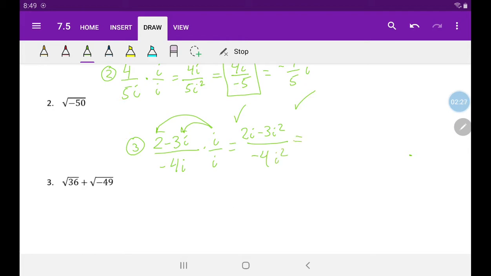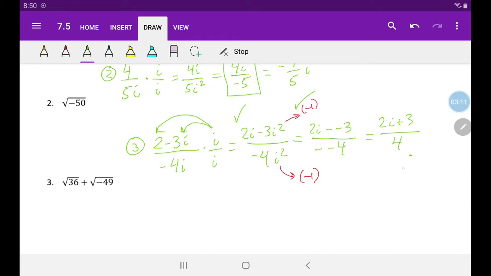Okay, so we've got to simplify this. Your numerator is going to be 2i. And then remember, this i squared is a -1. If you take that -1 and throw it in front of your 3, it's like you have a -3. And then that -4i squared, that i squared is another -1. So it's like you have a -4, and all those double negatives are going to turn into positive. So we'll have 2i plus 3, and then this will be over +4.